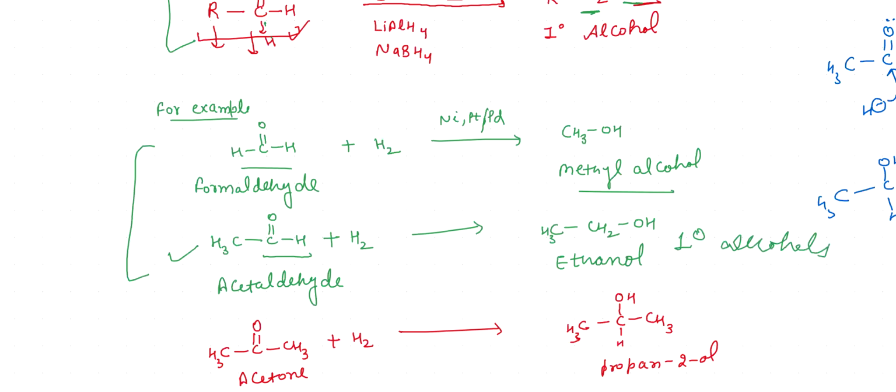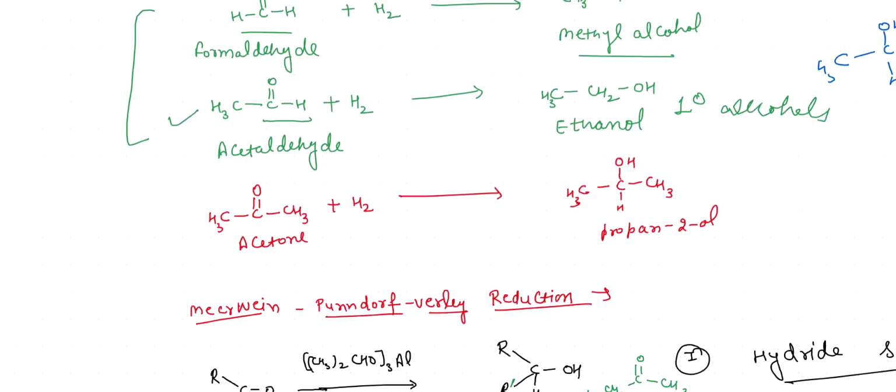Okay. The next is acetone. Acetone is a ketone. When it is reacted with molecular hydrogen in the presence of the catalyst nickel, this carbon will get hydrogenated as CH, and this oxygen will also be hydrogenated as OH. Then what kind of product will we get? That is a secondary alcohol. As this OH is attached to a carbon which bears two alkyl groups, it is called a secondary alcohol.